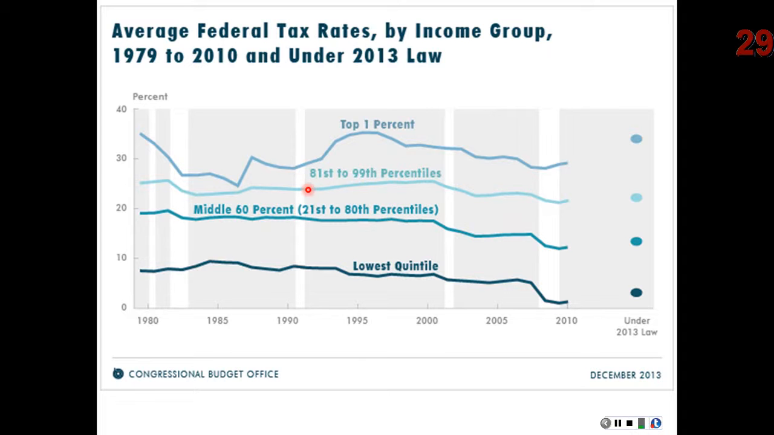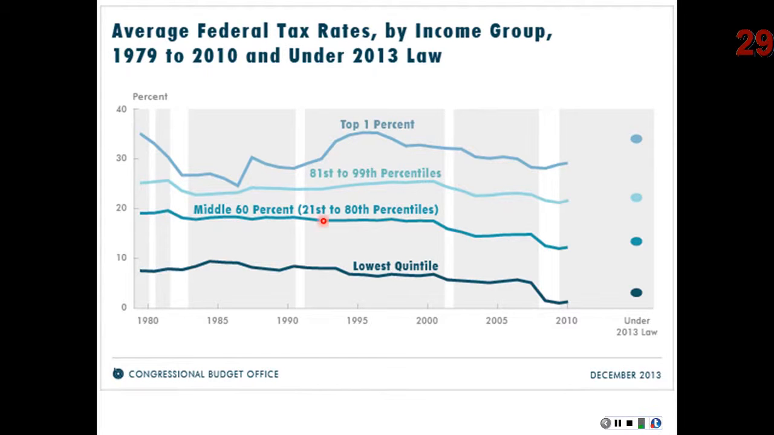This is the next 9%, the 81st to 99th percentile. This is the next richest 9% in the country. So this is the top 1%, and this is the next richest 9%. They currently pay something in the low 20s, on average, in terms of their federal tax rate.